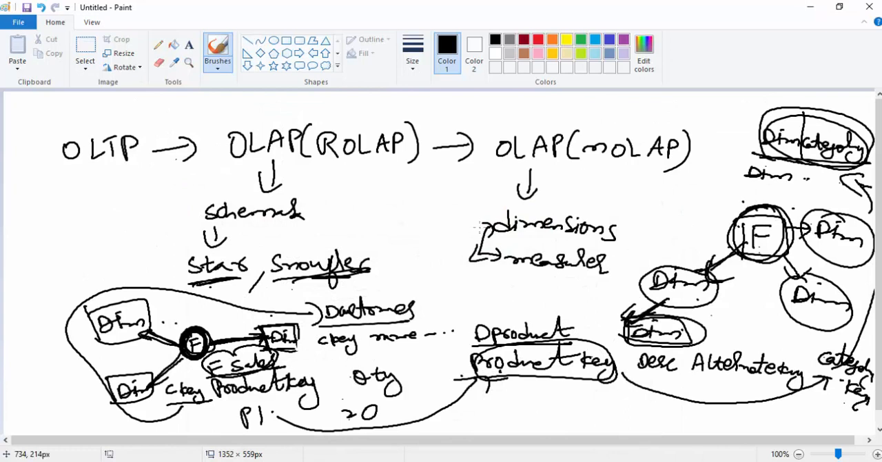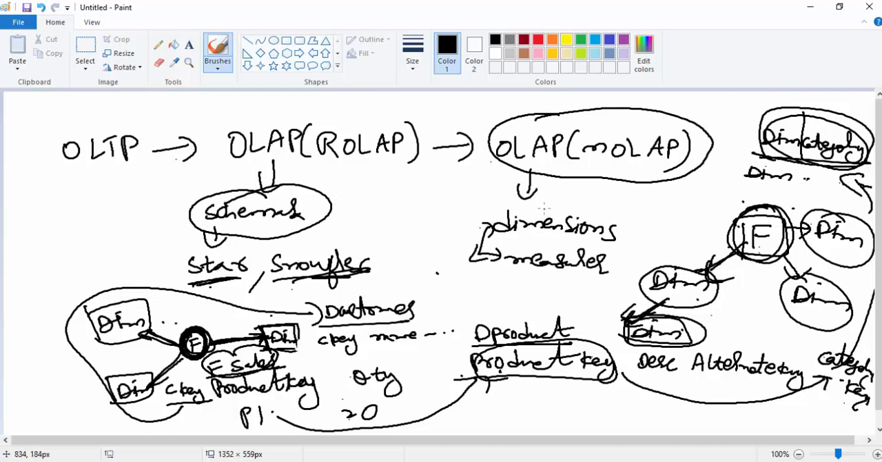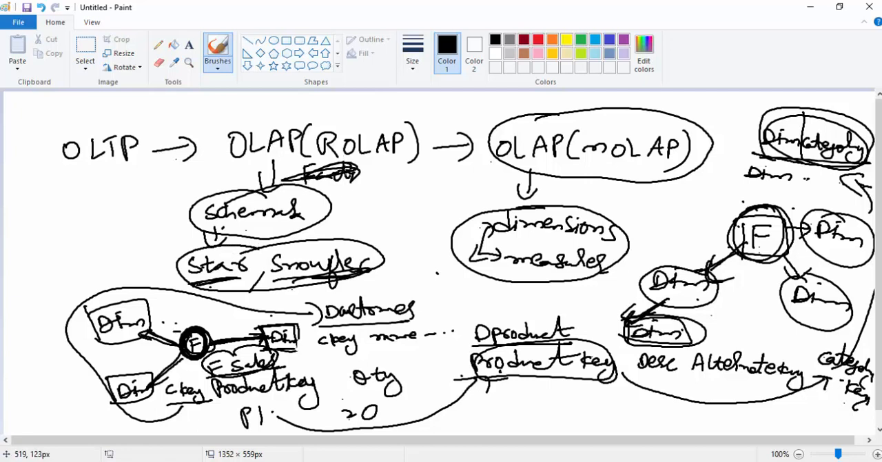Now we are going to see this in OLAP. We have the star and snowflake schemas. Now OLAP, that is multi-dimensional. In multi-dimensional you will always deal with dimensions and measures. Based on these fact and dimension tables, which are based on the star and snowflake schemas, in OLAP you will always have fact and dimension tables.